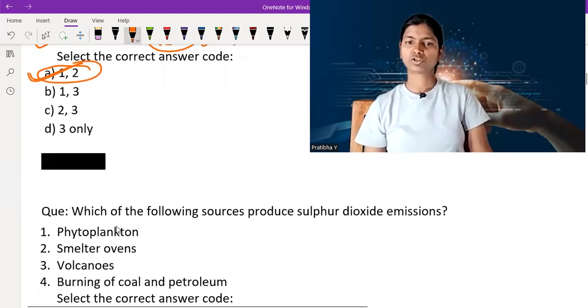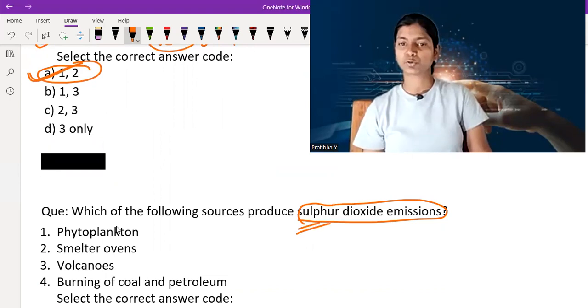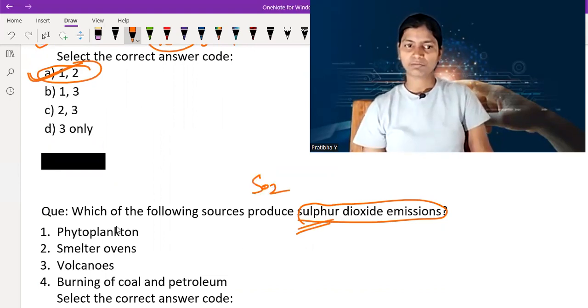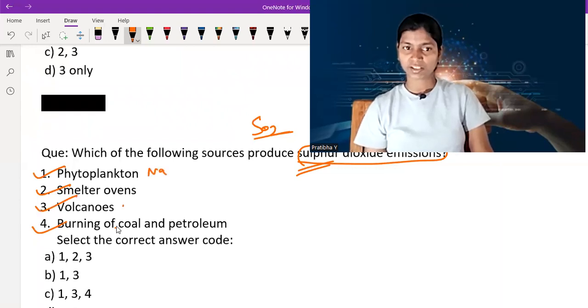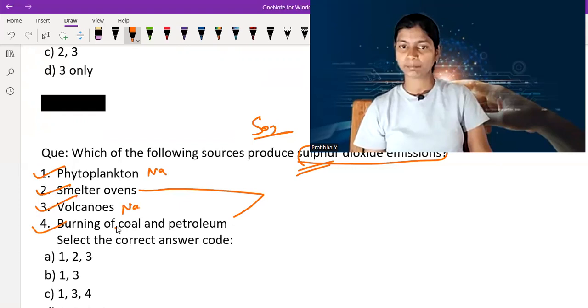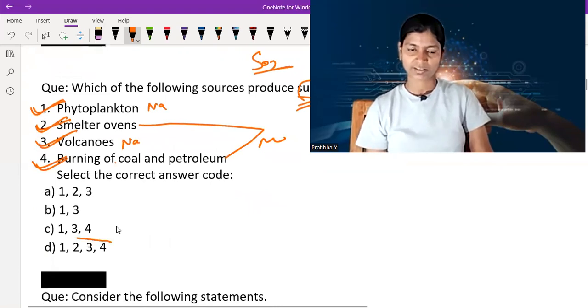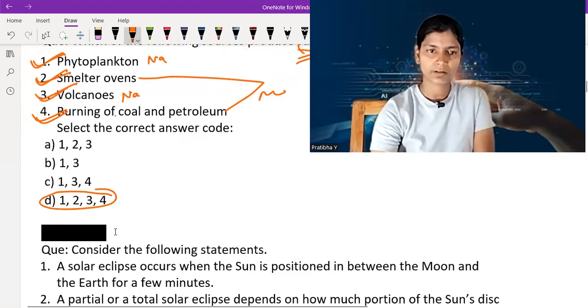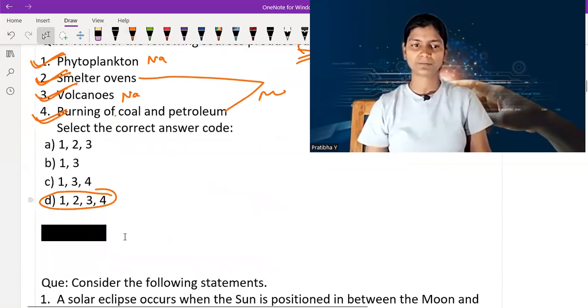Which of the following sources produce sulfur dioxide, SO2? We talk about it. Phytoplankton, yes. Smelter oven, yes. Volcano, yes. Burning of coal, yes. Phytoplankton is natural, volcano is natural, smelters and coal burning are human-made, but overall all are responsible for creating SO2. All the statements are correct, so option B. Just check whether we are on the right path or not. Option B is correct. That means we are on the right path. Now let's move on to the next question.